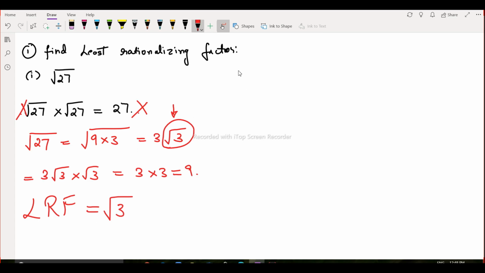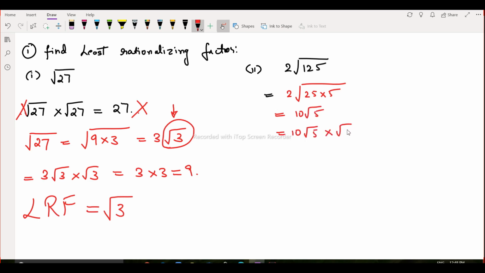Okay, let's take one more question. Let's say we have the question as 2 root 125. Again, I can simplify this, so I can write this as 25 into 5. Basically what I'm doing is trying to get the perfect squares and taking the square root. The square root of 25 is 5, so I'll get 10 root 5. Now I'll multiply 10 root 5 by root 5, so this will give me 50. So that means the least rationalizing factor for this particular question is root 5.